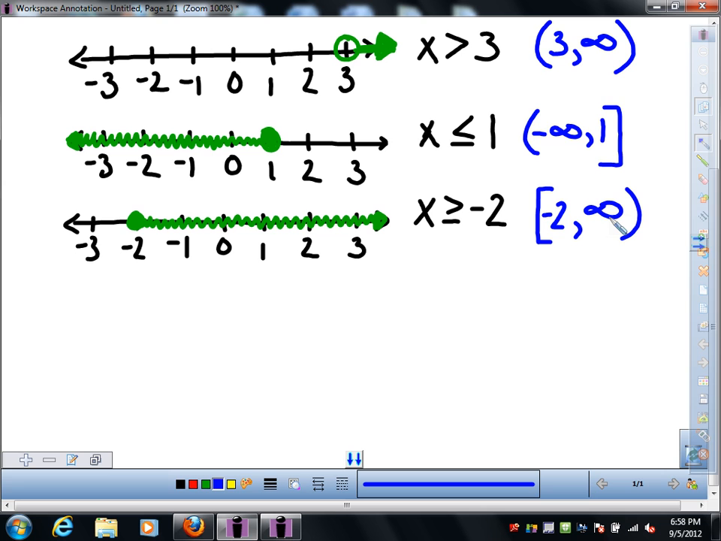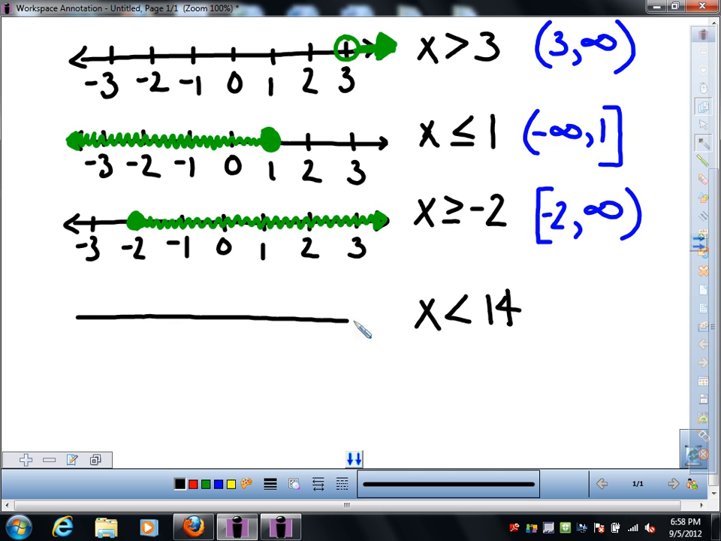Now there's got to be a shortcut, a better way to write this, so we don't have to keep putting down all these numbers. And there is. Let's try one like this. What if I had to do x is less than 14? Well, I certainly don't want to write a number line that goes all the way out to 14. So a way to indicate that is this.